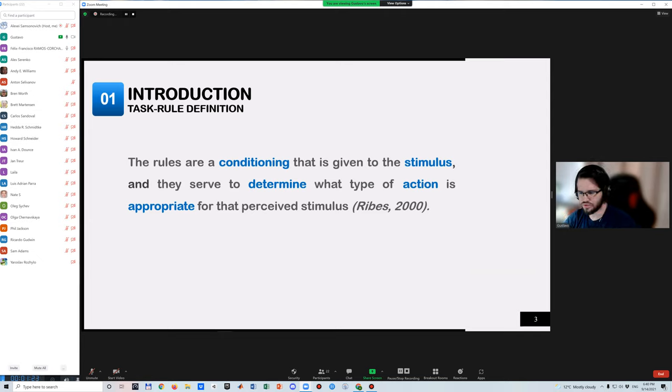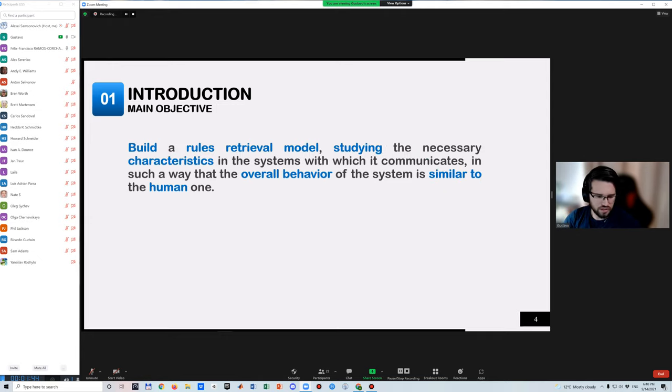we are defining a rule retrieval model. So what is a rule? Rules are a kind of conditioning given to certain stimulus. And they serve the purpose of determining what kind of action is appropriate for each of the perceived stimuli. The main objective of our research is to build a rules recovery model as well as studying the characteristics both of our system and all the connected systems, that is other cognitive functions related to the rules retrieval, such as memory, that would allow for a human-like behavior in an agent.